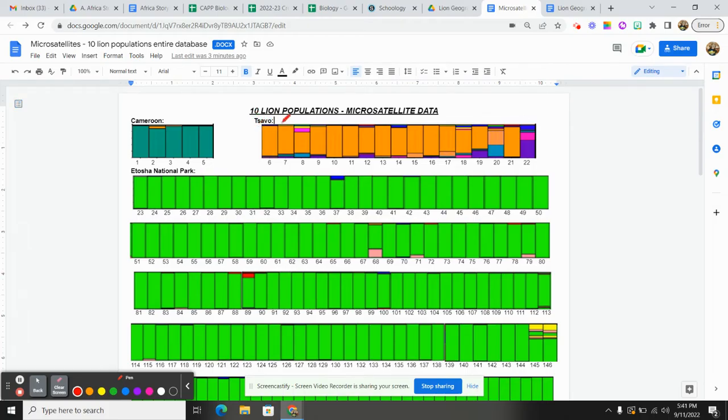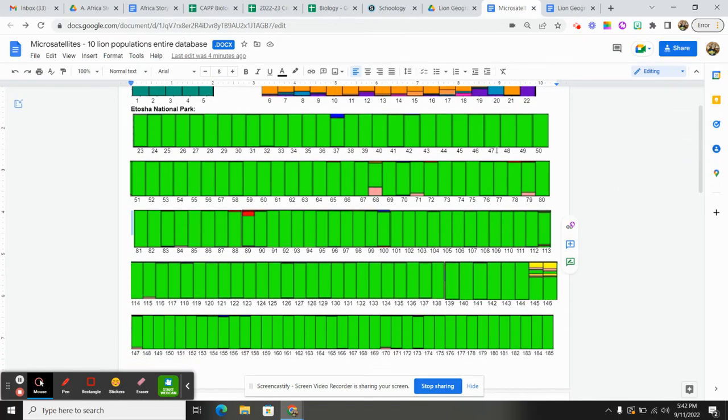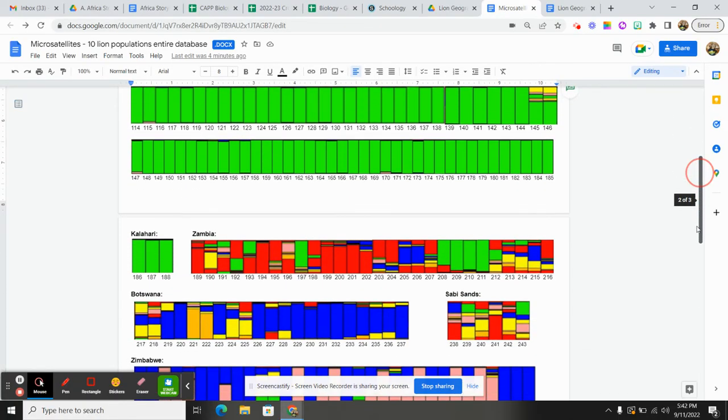If we look at, for instance, the Savo lion population, we see a lot of orange. So these lions are probably all really closely related to each other, but then we also have some lions that have some different colors. I see a little bit of purple in there. I see a little bit of teal that actually seems to match the teal from that Cameroon population as well. And if we look at some of these other lions here, for example, we have Etosha National Park. There are a lot of lions that were sampled there, and they are mostly green. So try to think about what that means as well.